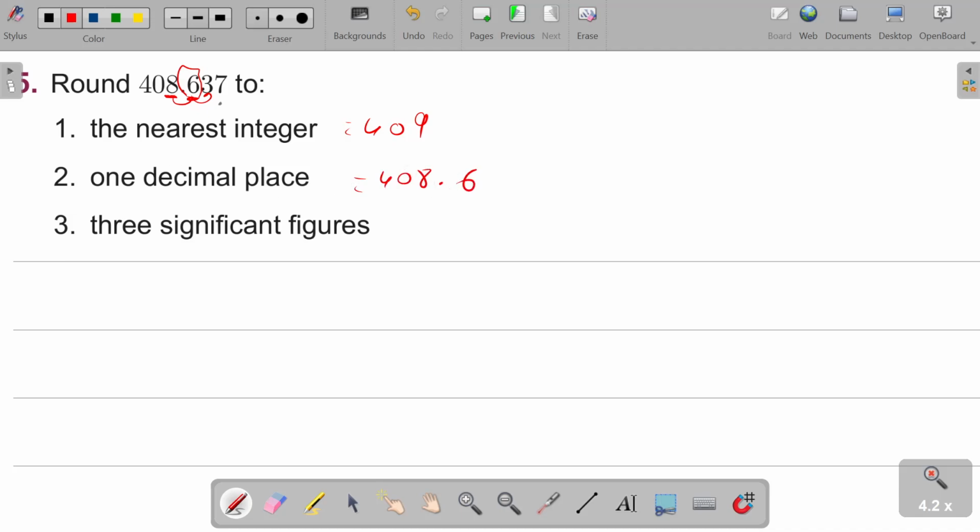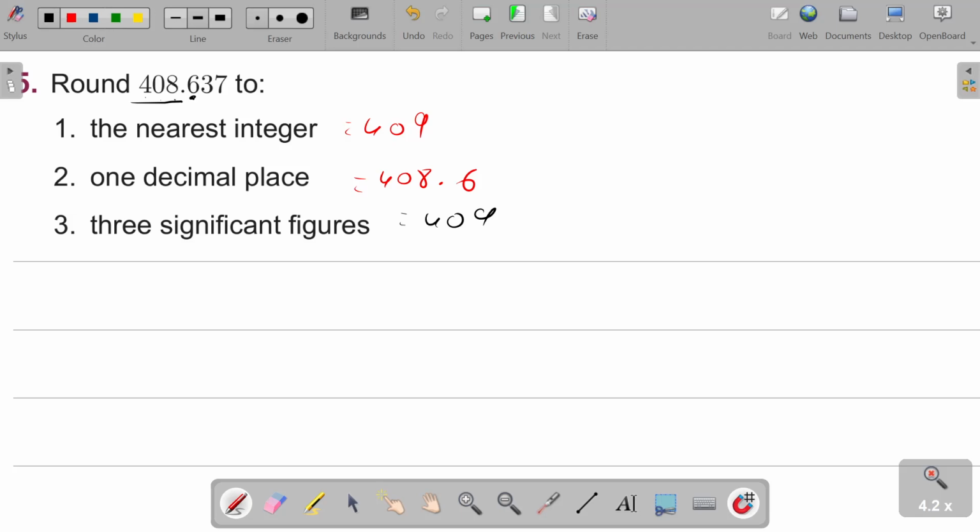408.6. Now 3 significant figures, as you can see over here, when I start with the 4, that's 1 significant figure, the 0 is a 2nd significant figure, and the 8 is a 3rd significant figure. Zeros in between don't change, right? So that's 1, 2, 3. So these are 3 significant figures already. Now I need to round it up or round it down. I look at the 6 over here, and I can see that I need to round it up. So this becomes 409. So in this case, nearest integer and 3 significant figures happens to be the same thing.